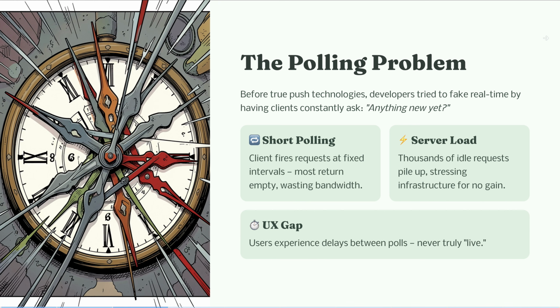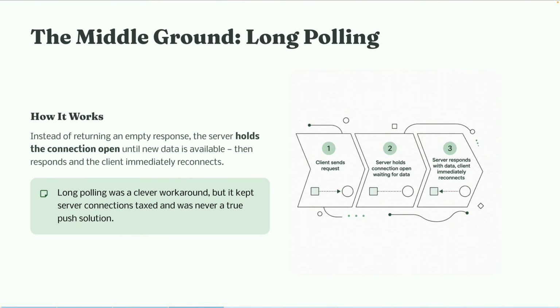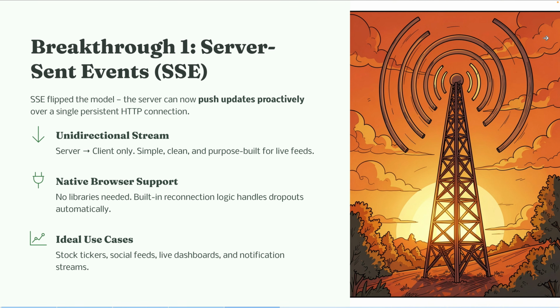Long polling improved the situation by changing how the server responds. Instead of immediately returning an empty response, the server holds the connection open until new data becomes available. Once it has data, it responds, and the client immediately opens another request. This feels closer to real-time than short polling, but it is still a workaround. The server still has to maintain many open connections, and the system is not truly push-native.